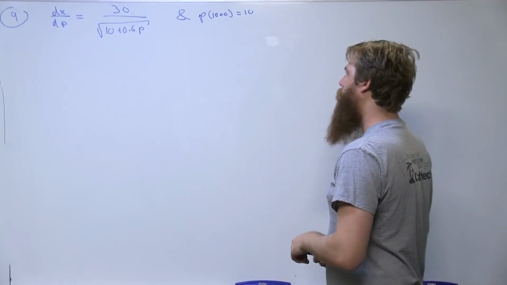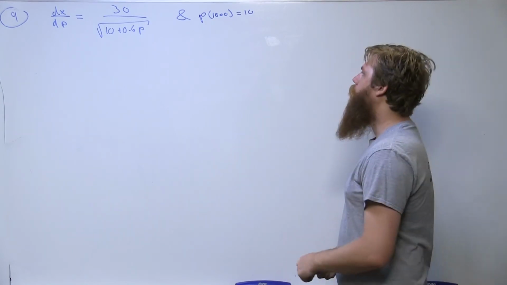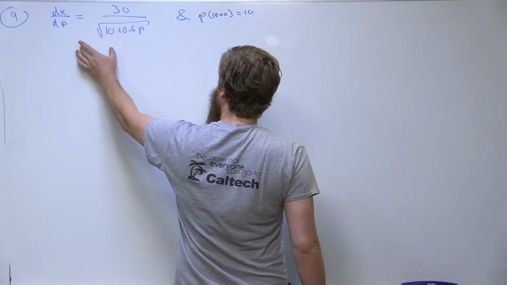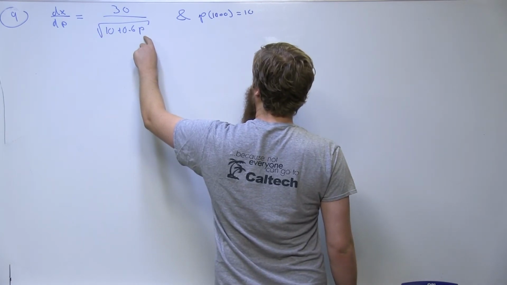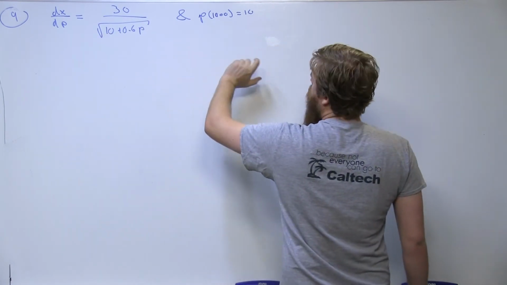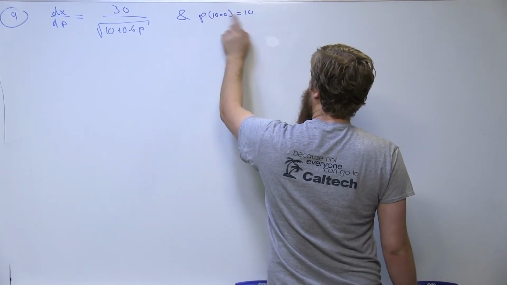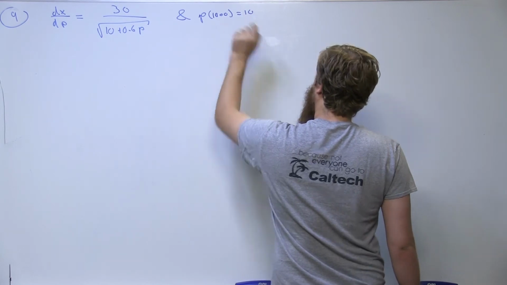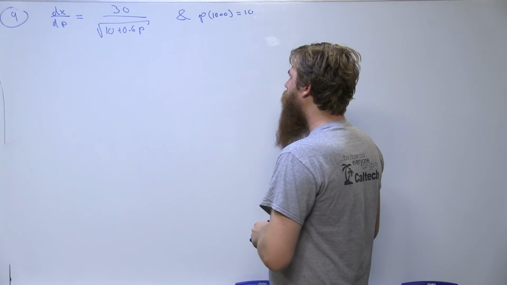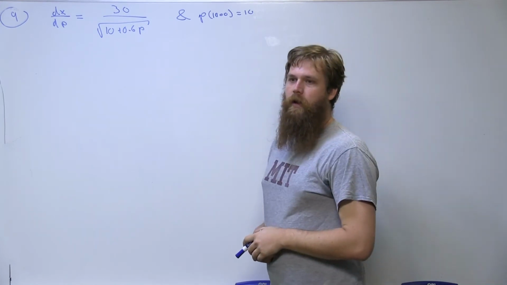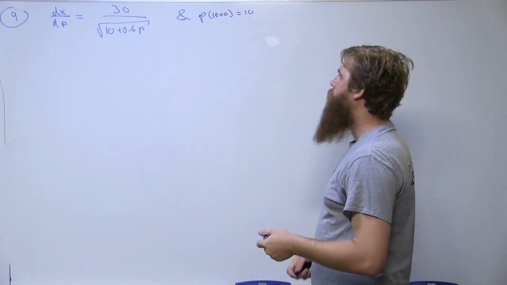Okay guys, the 9th problem on part 2 of the final exam review comes with a lot of words, but what it says is dx dp is equal to 30 divided by the square root of 10 plus 0.6p, and we're told that p of 1,000 equals 10. In other words, at price $10 per unit, you will sell 1,000 units. So we're in that land of economics problems. We're asked to recover the revenue function, r, as a function of p. So let's go ahead and do that.